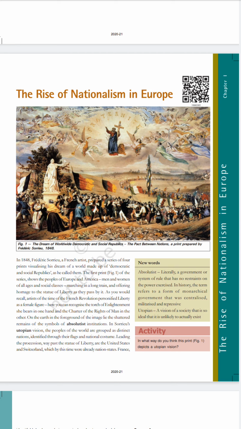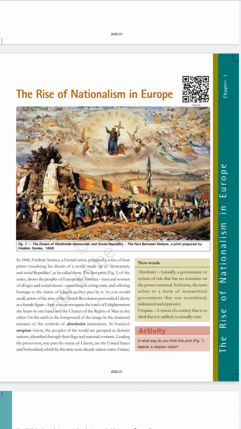What is his dream? His dream was of a world made up of democratic and social republics, with the different countries of the world formed as democratic and social republics. Such a dream was visualized by Frederick Sorrieu in his print. He called his print The Social and Democratic Republic.